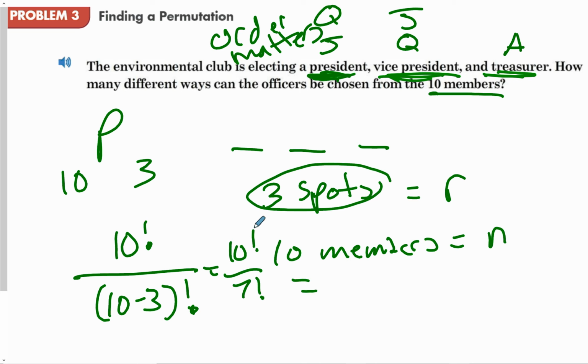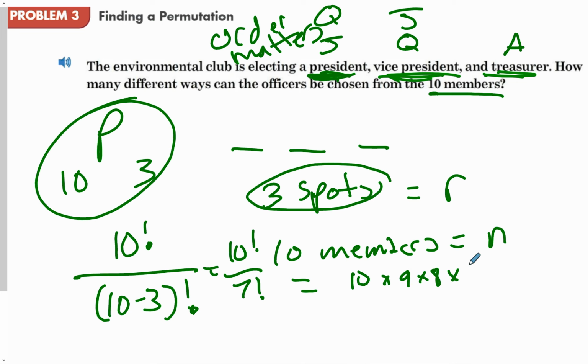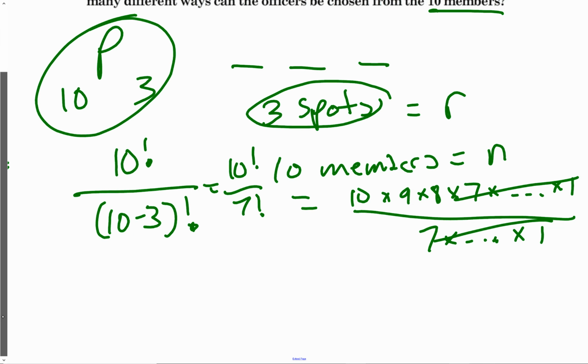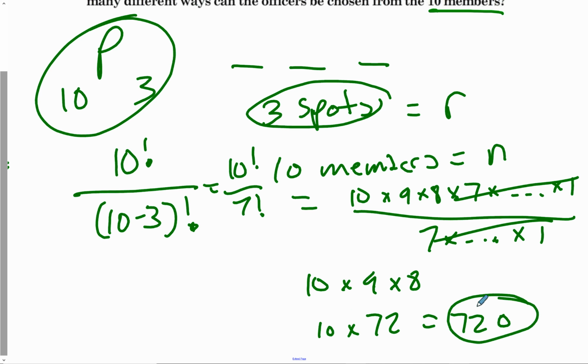And I could actually do that on my calculator, right? I showed you where that button is. But 10 factorial is 10 times 9 times 8 times 7 all the way down to 1, right? Well, 7 factorial on bottom, isn't that 7 down to 1? So these are going to cancel. So really, this problem is just 10 times 9 times 8. Well, 9 times 8 is 72. 72 times 10, well, that's just 1 times 72 and add a 0. So there's 720 different ways you can do it.